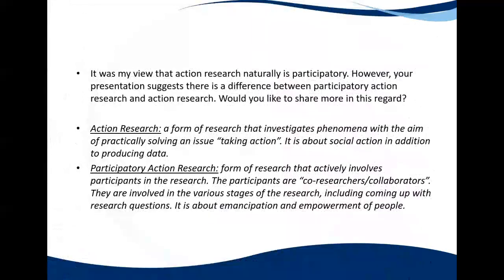And then there was also a question. It was my view that action research naturally is participatory. To some extent, yes. However, your presentation suggests there's a difference between participatory action research and action research. Can you share more insights? And so I've come up with definitions of these two kinds of research, so that you get an idea of how we approach each one and what each one focuses on.